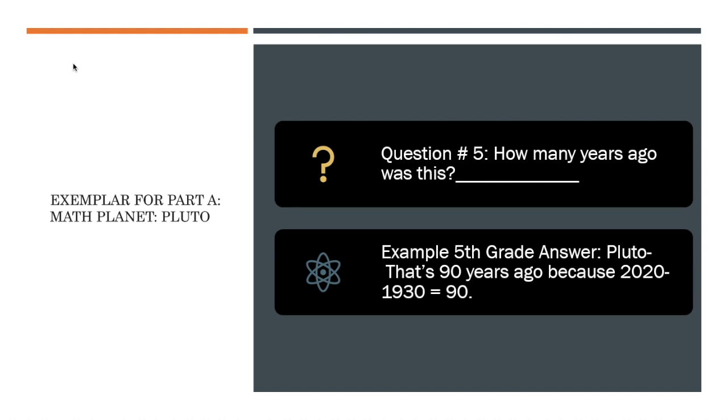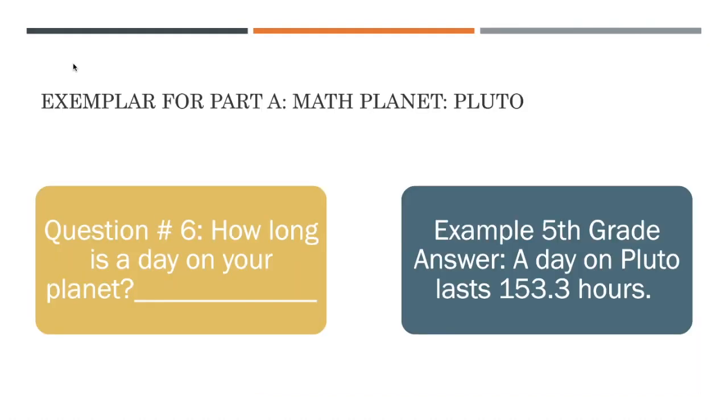Okay, do you get how you did that? You took the current year and you subtract the year it was discovered. That'll help you get your answer there. Okay? Awesome. Next, here we go. Exemplar. Part A, Math, Planet Pluto.